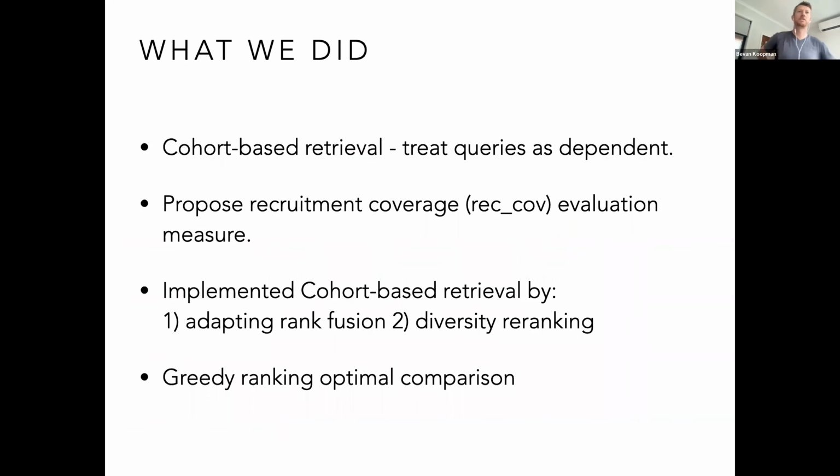Okay, so what did we do in this ADCS paper? As I said, we broke from the idea of treating queries as independent of each other, and we looked at generating a single ranking for an entire set of queries.